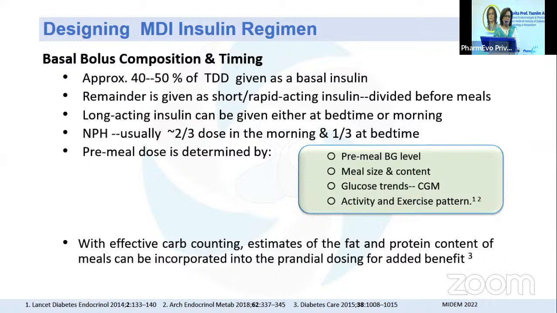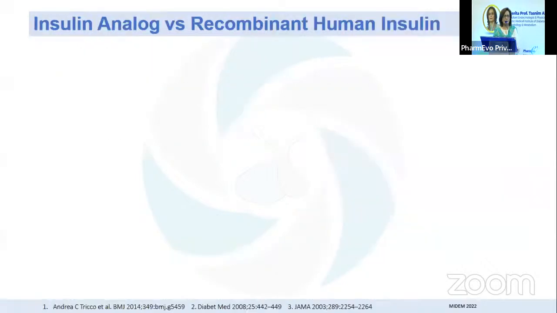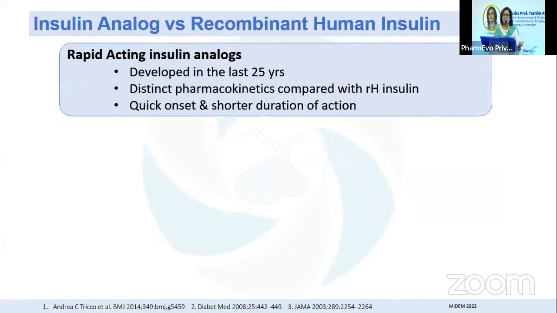What about the insulin analog and the regular human insulin? The analogs are anytime preferable for type 1 diabetes as well as type 2 diabetes, and especially in Ramadan. And why are they preferable? They've been developed in the last 25 years and they just keep getting better. So now you have not just a short-acting analog, you have an ultra-short-acting analog, whose onset is even quicker, duration of action is shorter, covers the meal and goes off.